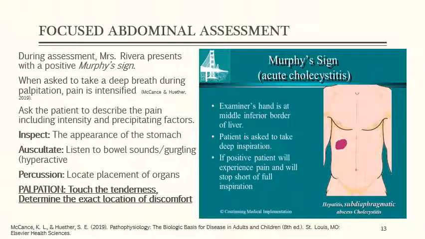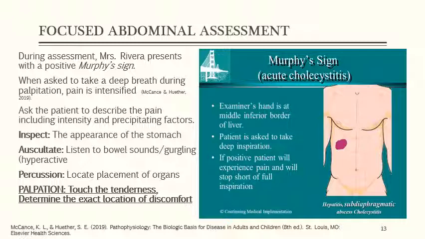A focused abdominal assessment is very important for a patient that is having any type of gastrointestinal disorder or disease process. Mrs. Rivera is presenting with a positive Murphy sign according to her previous assessment. And a positive Murphy sign is basically when you are doing your palpation and you ask the patient to take a deep breath while you're touching their belly, especially in the right upper quadrant, and their pain is intensified as you're pressing down. Typically, a Murphy sign is visible or presented in a patient that has acute cholecystitis, which means that those gallstones have become inflamed, infected, or they have obstructed parts of the gastrointestinal system.